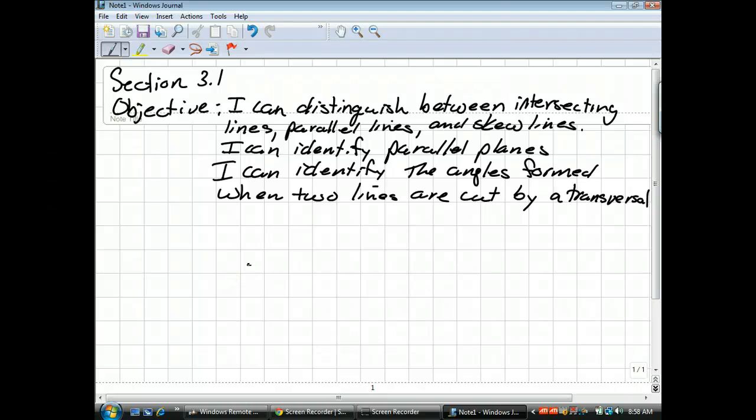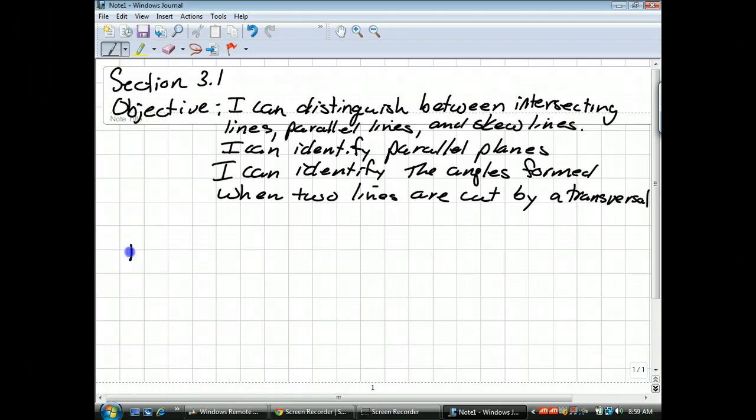Section 3.1, Objective. I can distinguish between intersecting lines, parallel lines, and skew lines. Also, I can identify parallel planes. And the third is I can identify the angles formed when two lines are cut by a transversal. So most of our lesson today is definitions and identifying those things that meet the criteria for those definitions.